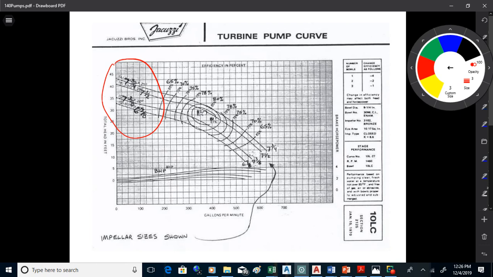The second thing to know about it is that it's also set up to be a multi-stage pump, which means it could have more than one volute on it. If that's the case, you can put on 1, 2, or 3 volutes, which they call bowls, because it's like a volute bowl, and you have to adjust the efficiency depending on how many bowls you've got.